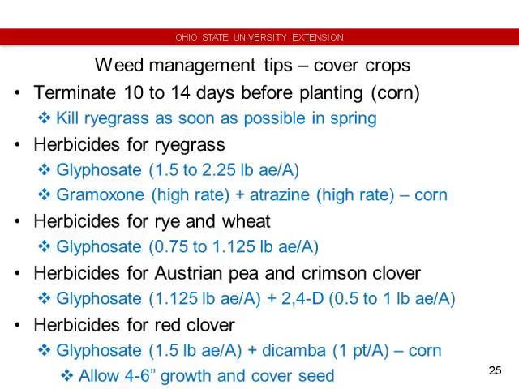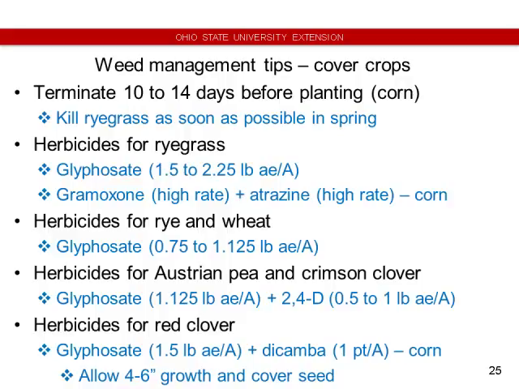1.5 pounds is always the minimum rate that we want in controlling ryegrass. We can go with a high rate of Gramoxone, like a 3 to 4 pint rate, and atrazine at a very high rate of 2 pounds, and do a pretty good job on ryegrass as well. If we're going after rye and wheat, glyphosate at 3/4 of a pound is usually enough. If we wanted to make sure we had a little better control, we could go to 1.125 pounds.